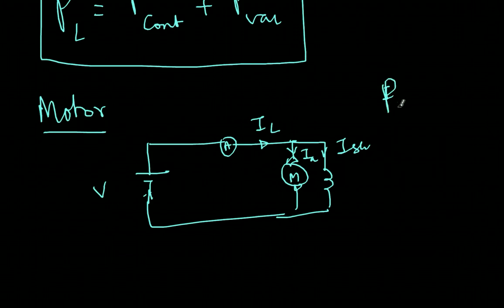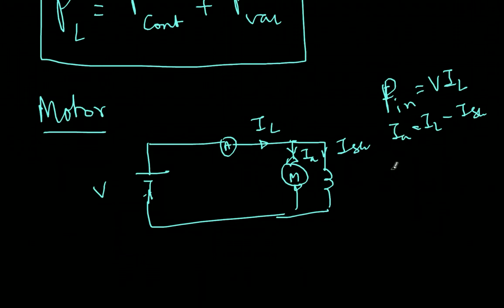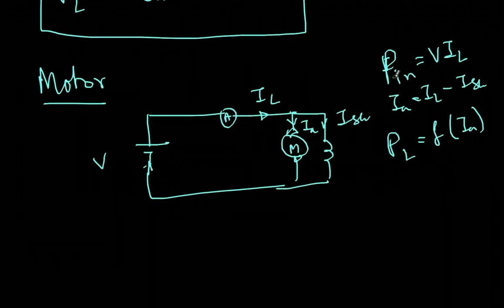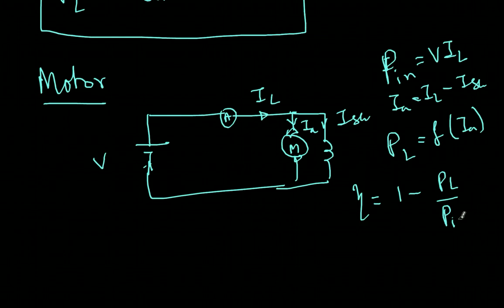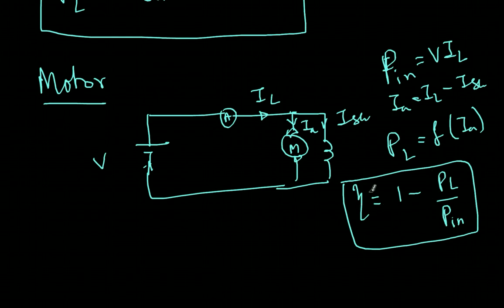I know the input, P input, is nothing but voltage into IL. This is the total for the motor. Whereas for the losses, for that IA I have to use IL minus ISH. Once I know IA, I can know IL. IL is nothing but a function of IA, and the other quantities are already determined. So once I know input and losses, efficiency is nothing but 1 minus losses by input. This is efficiency in terms of fraction, but for efficiency percent you multiply it with 100. This is in the case of motor.